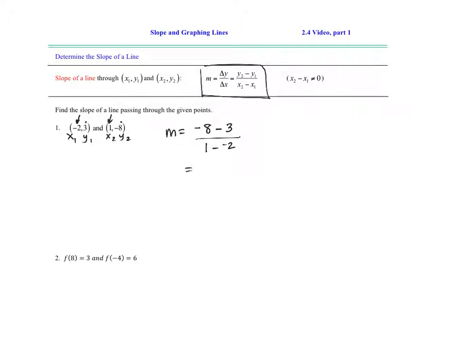And then we've got -8 minus 3 on the numerator, so that's -11. And 1 minus a -2 would be 1 plus 2, which is 3. So our slope here is -11/3.